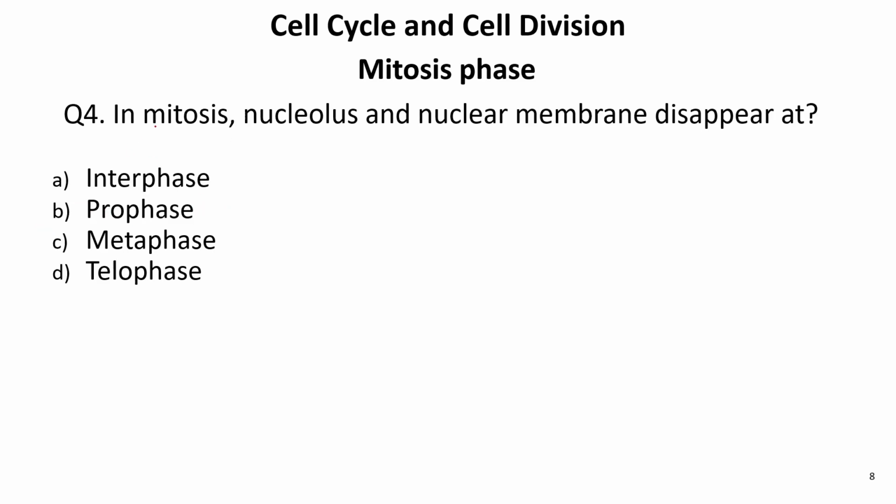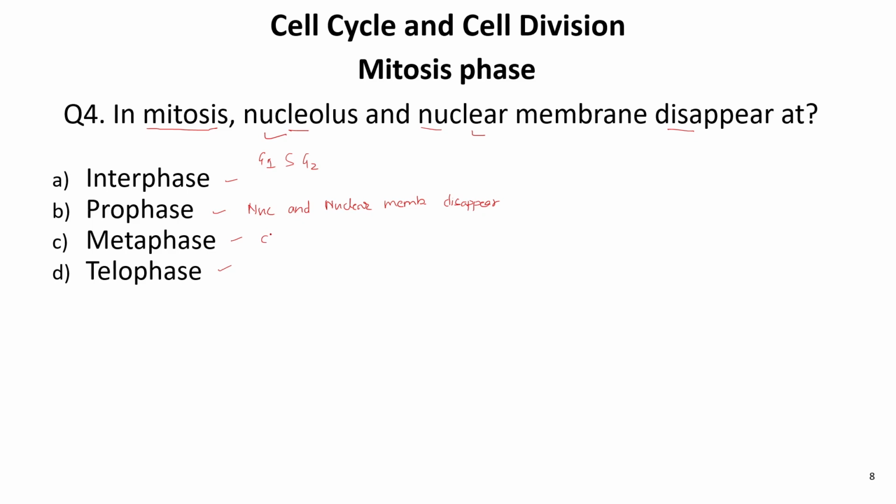Now the next question is, in mitosis, at which stage do the nucleolus and the nuclear membrane disappear? Interphase, prophase, metaphase and telophase. Interphase you already know, about G1, S and G2 phase. Prophase, what happens? At the end of prophase during mitosis, the nucleolus and the nuclear membrane disappear, or you can say the nuclear envelope disappears. You have already got the answer now.